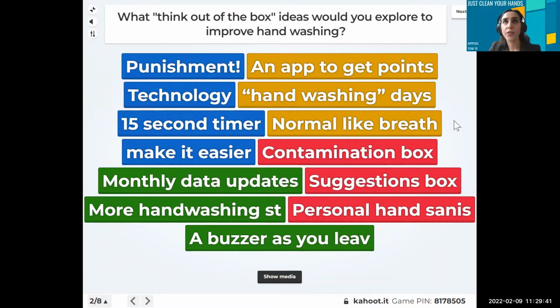I really like the idea of normalizing hand washing. And if you would like to survive, you need to do it. Thank you so much, Travis.